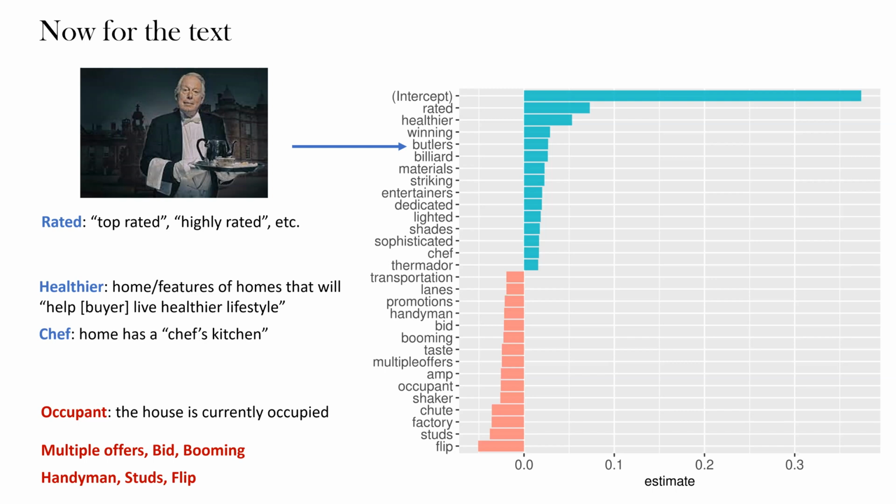Winning was also related to award-winning schools. Then we have homes that will offer somebody a healthier lifestyle, a chef's kitchen. They have butler's pantries, right? So you start to see very high-end, more suburban type characteristics. And again, schools emerge at the top. Whereas negatively associated with words that give the suggestion that homes are to be remodeled or flipped, or you have to get into a bidding war with them. So multiple offers, bid, booming, handyman, studs. They're not buying homes that are currently occupied with renters, for instance, and kicking out the renter. They tend to be going to these more stable suburban type homes.